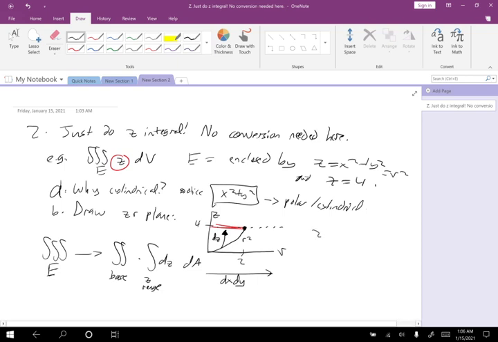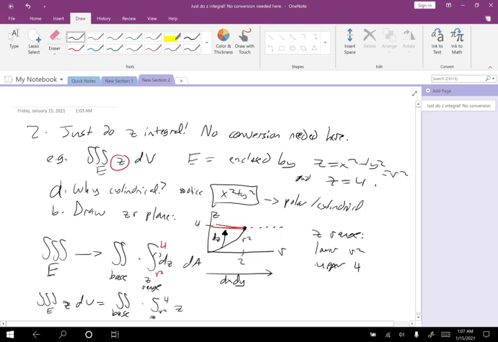So our z range, the lower is r squared, and the upper is 4. So I'm going to put those in my limits here. So r squared and 4. Oh yeah, I forgot the integrand, so let me just write out the integral over E of z dV. That'll be the integral over the base times the z integral, r squared to 4 of z dz. Now dA is going to be on the outside.